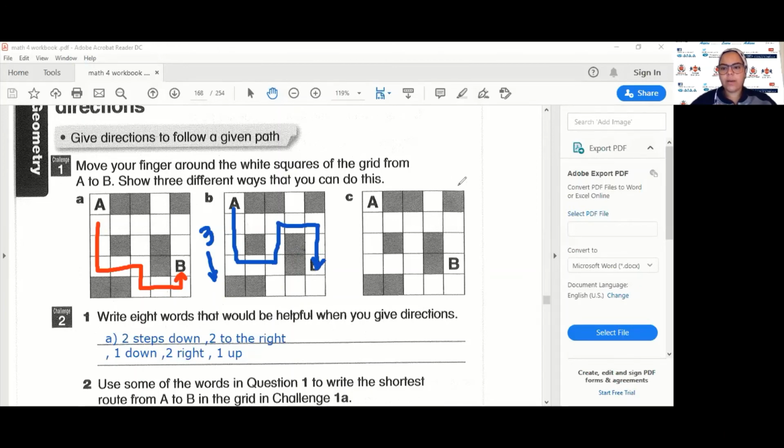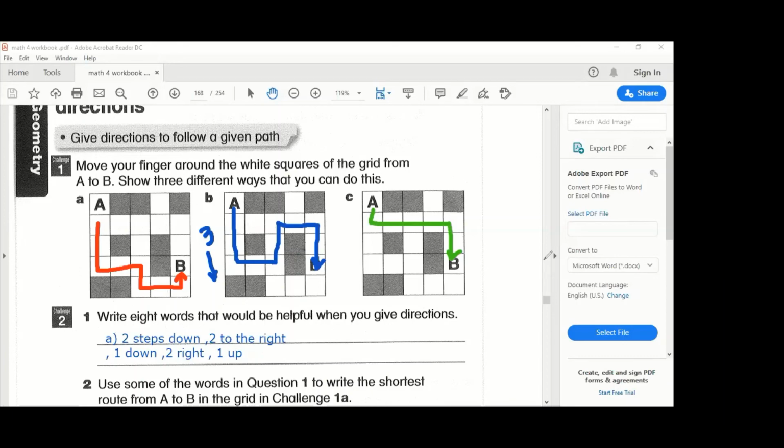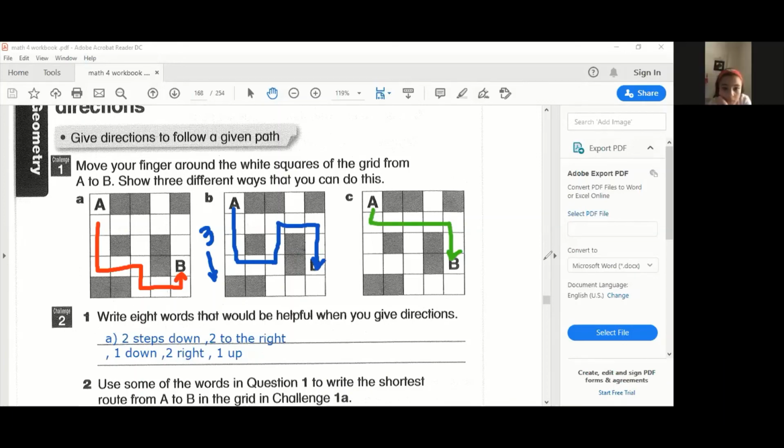So I'm going to choose different path. Okay. So for example, I'm going to move like this. And this is the easiest one, I think. Who can describe this path?